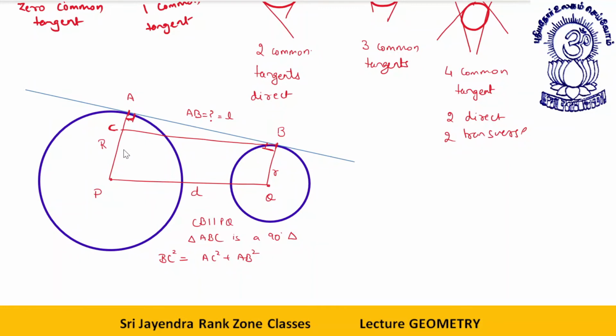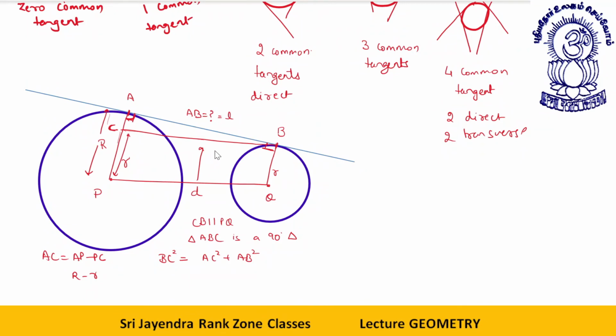Now, dear students, this entire portion is R and this portion is small r. Why? These two sides are parallel. This is R. If this is R, so I can say AC will be equal to capital R minus small r. Why? AC is AP minus PC. Capital R minus PC, which is small r, as we have already discussed. So BC square. BC is actually the distance. This is D, so this will also be D.